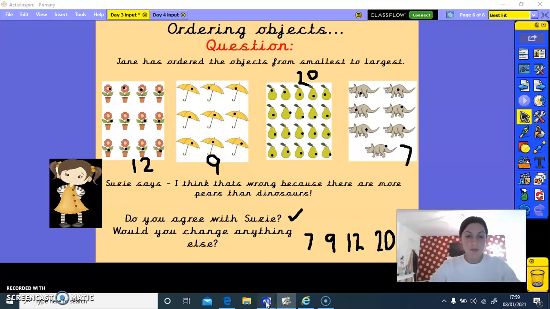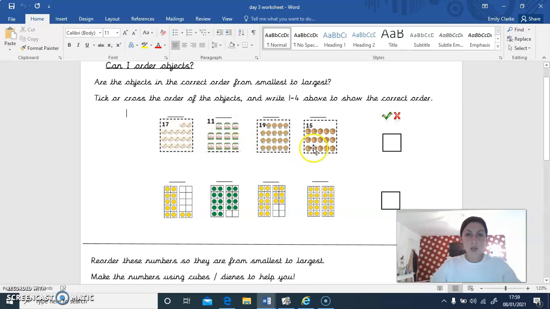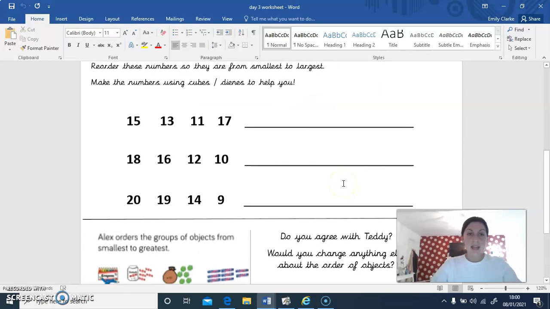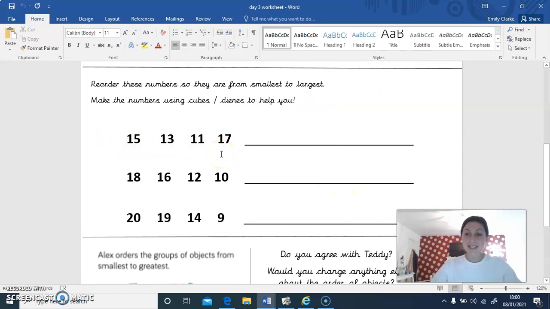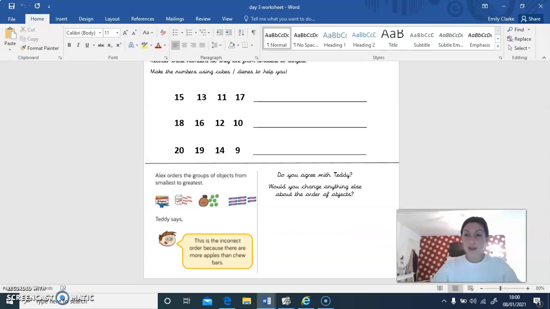So your challenge today, my lovelies, is this one here. Just like we did together, you've got to go through and see if you think it's in the correct order from smallest to largest. Then you've got to give it a tick or give it a cross. If you give it a cross, you've then got to write your 1 to 4 in whichever order you think it should be across the top. Then here you can make these numbers with your Deans and then put them in the correct order on the line. And then underneath you have got a question just like we did where you've got to work out if you agree with Teddy. If you don't, what else would you change? And you can do the numbers just like we did on the last part of the flip chart.